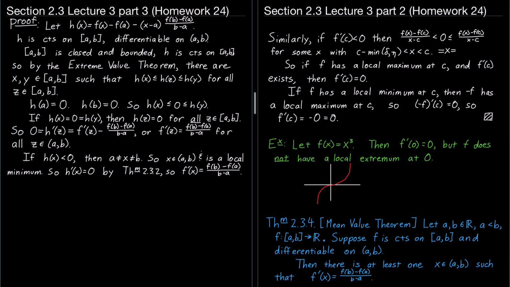And then similarly, I don't feel like writing it all out. If h of y is greater than 0, then y is still not an endpoint because h of y is not 0, and same argument as before, f prime of y is our difference quotient.